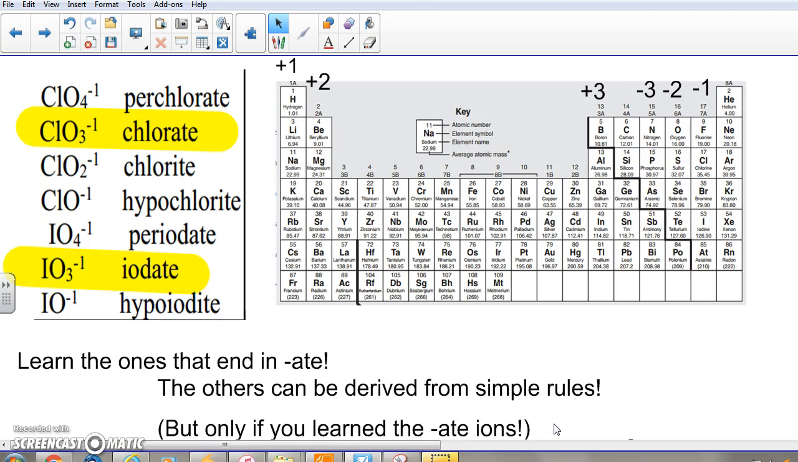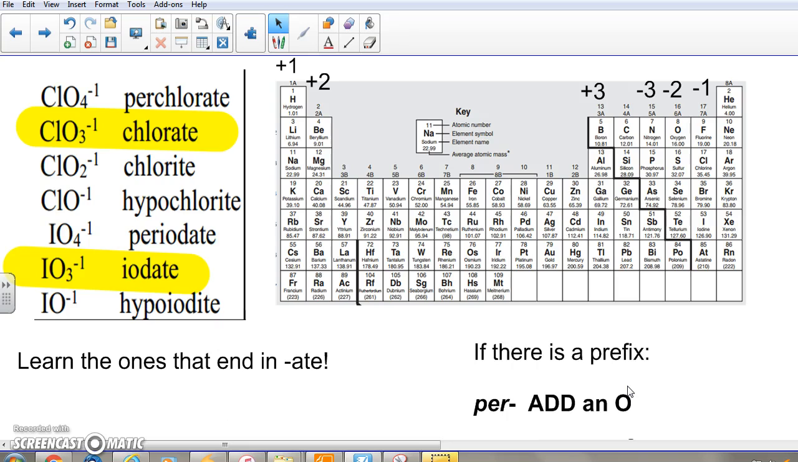So, you might ask, well, why didn't I highlight this one that ends in ATE? And we'll see for that in a second. You'll notice that has a prefix, per. We don't even need to memorize the ATE endings if they have that prefix on them. Prefixes are some things we don't have to memorize. We can use a rule. So what is that rule? Well, let's look here. If you have a prefix in front of the ATE ion, for example, if you have a prefix of per, what we're going to do is add an O.